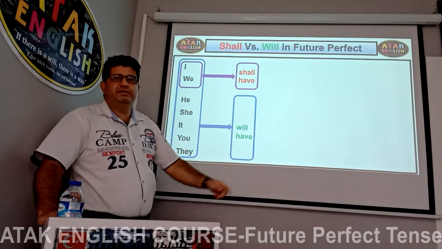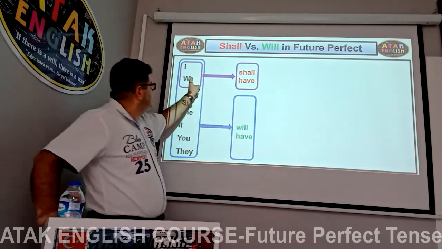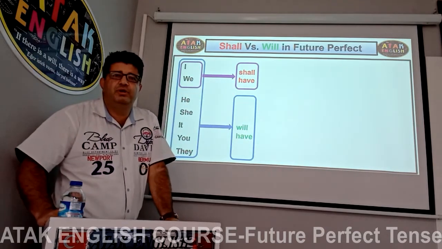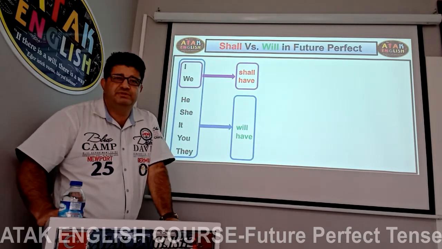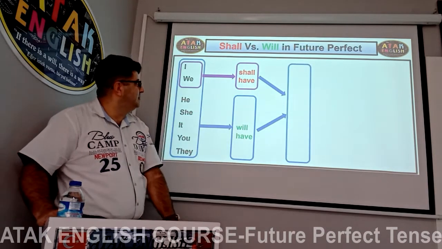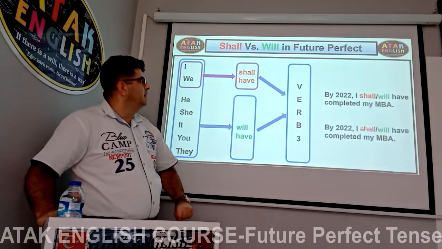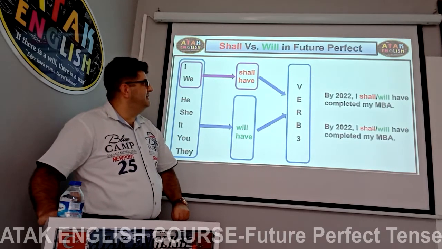So what you should notice here is that shall is used just for I, first person singular, and we, first person plural. Plus, of course, verb 3, past participle. Let's have a look at the examples.